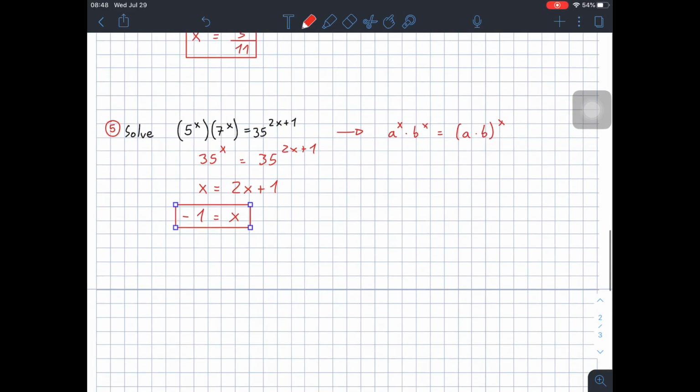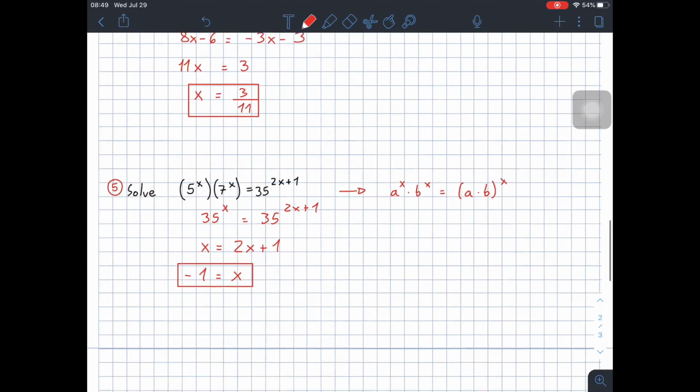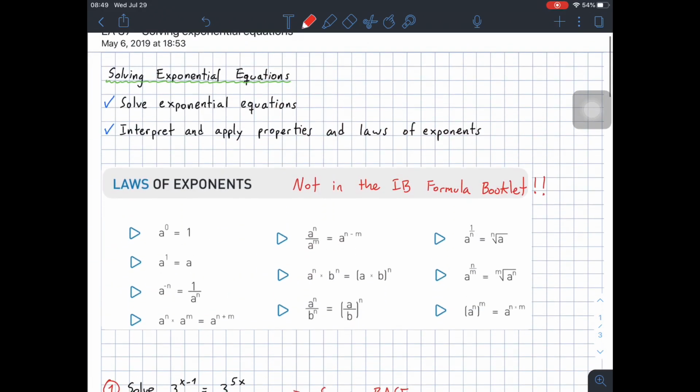Okay, so I hope this was clear. You're going to be practicing with more exercises about this later on, but I think this is quite easy. If you dominate the laws of exponents, then these problems shouldn't represent much of a challenge for you guys.